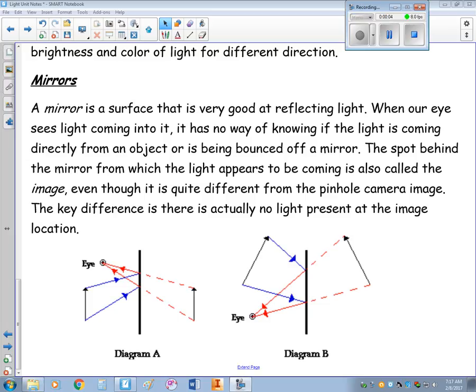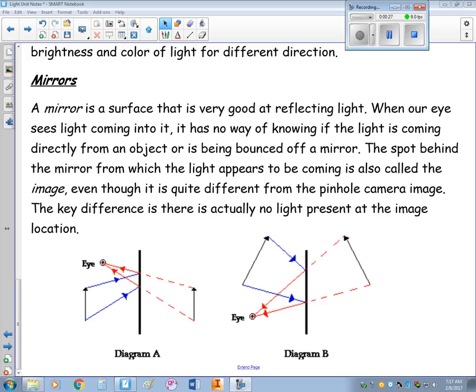Let's talk about mirrors. A mirror is a surface that is very good at reflecting light. Our eye then sees the light coming into it, so our eye really has no way of knowing if the light is coming directly from an object or if the light has been bounced off of a mirror. Our eye honestly cannot tell the difference.